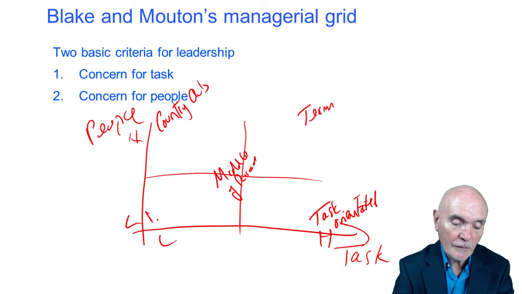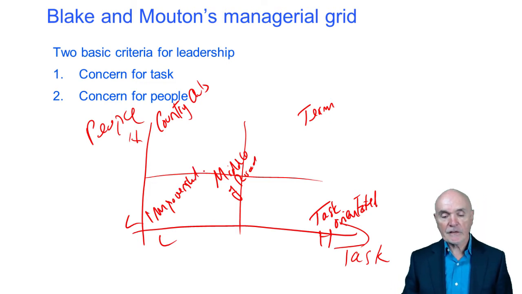And this is what was called impoverished. This leader had little concern for the task, little concern for the people. This leader was more or less a waste of space there.